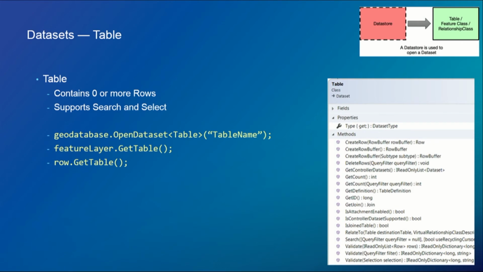So once you have this data store, whether it's a geodatabase or one of the others, you use that to open data sets. The simplest of these is called a table. And a table is just a collection of rows, collection of fields. It supports search and select. Some of the different ways you can get a data set, you can open it directly from the geodatabase. You could also get one from a feature layer on your map or from a standalone table on your map. And most of the time, if you have a row pointer, you can get the table from the row. The one case where you cannot, as Colin already mentioned, is if you got that row from a QueryDef and not originally from a table.